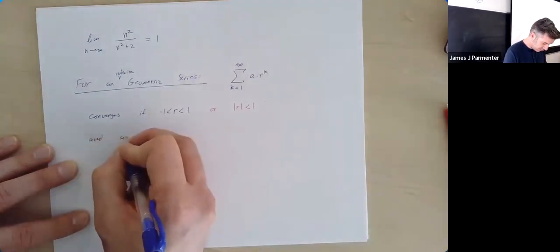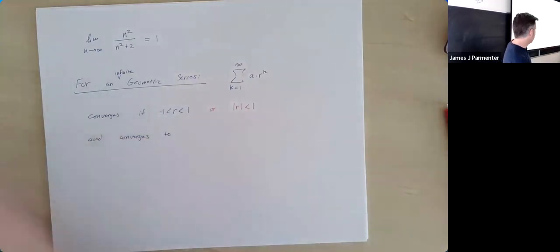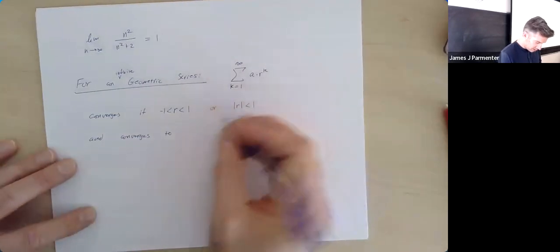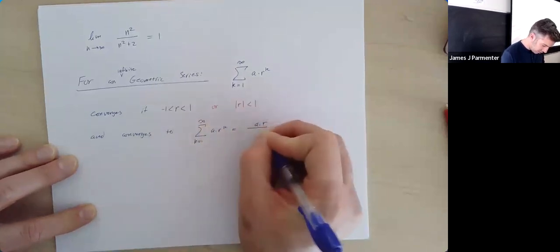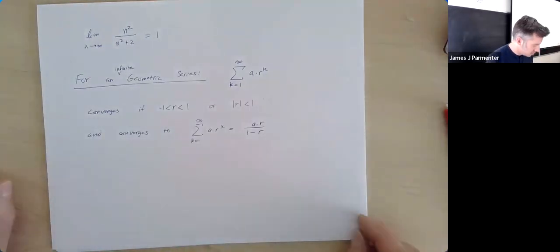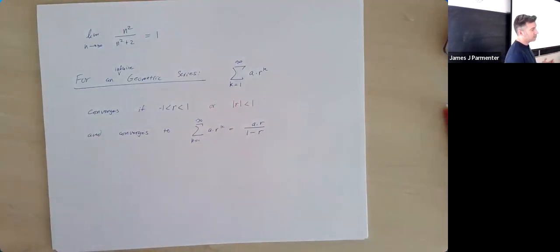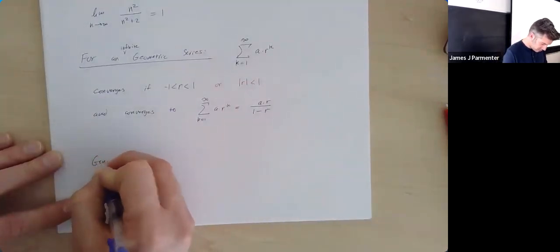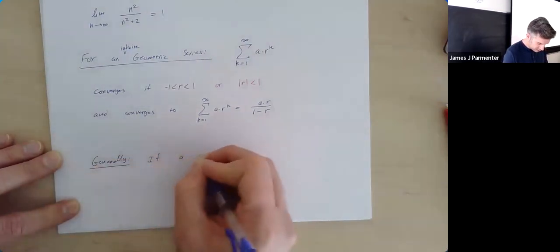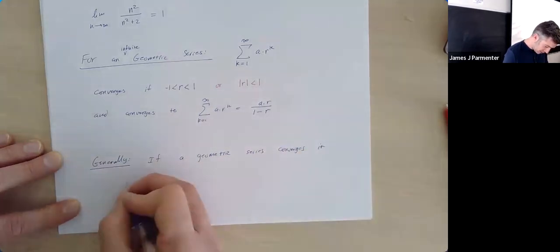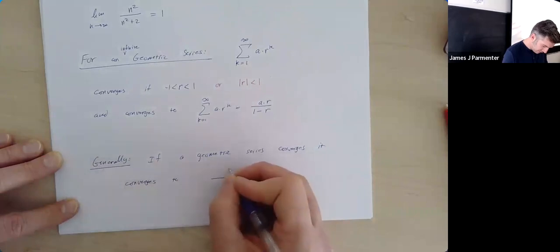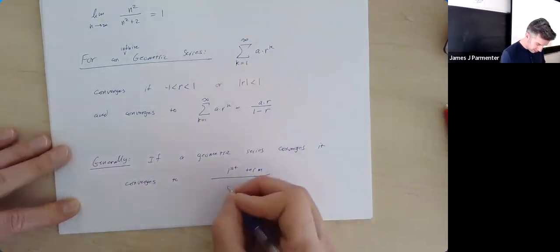And converges to, so I'm going to write a formula and then we're going to talk more about it. So if this is the way it's written, then we're going to say it converges to sum from k equals 1 to infinity of a times r to the k is equal to a times r over 1 minus r. But I don't love this formula. I mean, it's fine. It's a great formula. It does what it does. But the better answer to how these geometric series converge, if they converge, is that more generally, if a geometric series converges, it converges to the first term of the series divided by 1 minus the ratio.